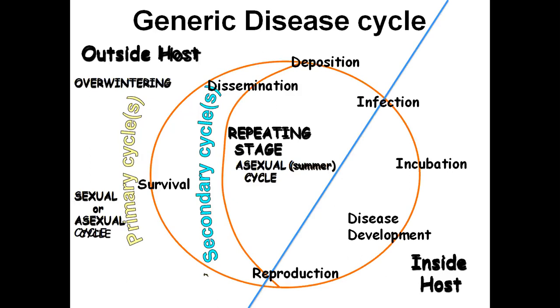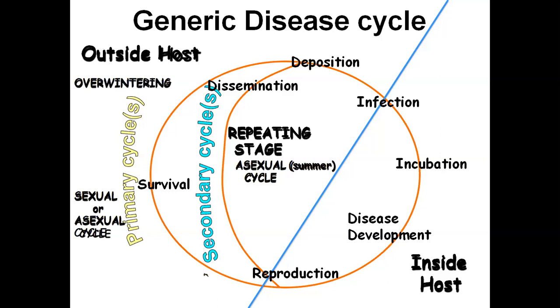In this way, you can understand the generic disease cycle, where the primary cycle is basically for the overwintering of the plant pathogen, where the pathogen undergoes either sexual reproduction or sometimes asexual reproduction, and survives without the host, and then causes the infection.